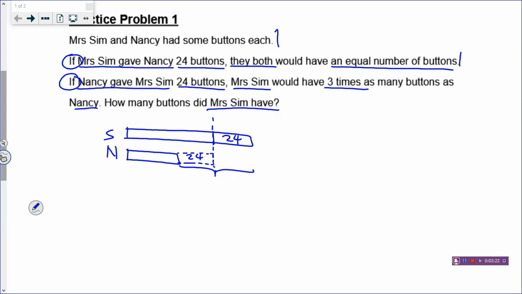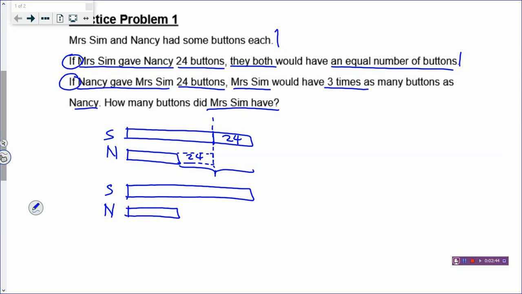Now you go to the next sentence. If Nancy gave Mr. Sim 24 buttons. The if tells you that it hasn't happened yet. Which means that their rectangles are still the same. So Mr. Sim still has the same length, and Nancy still has the same length of rectangle. The if hasn't happened yet.